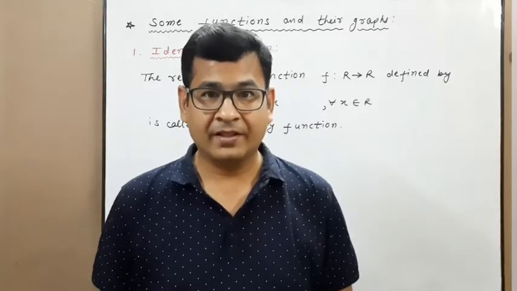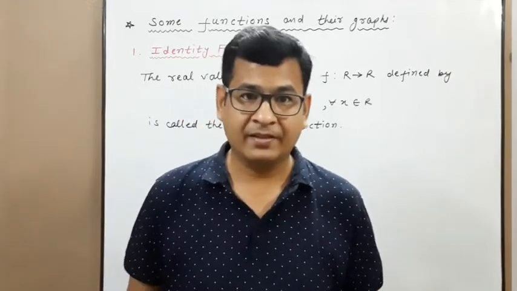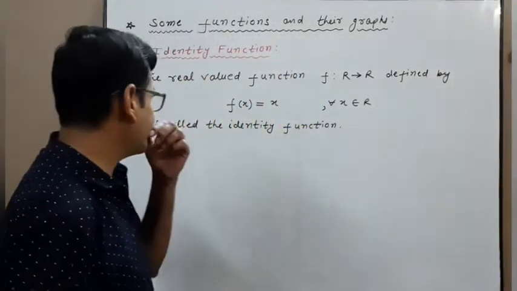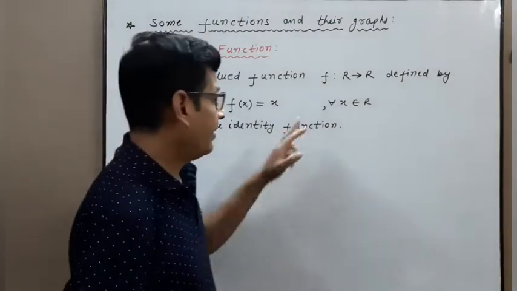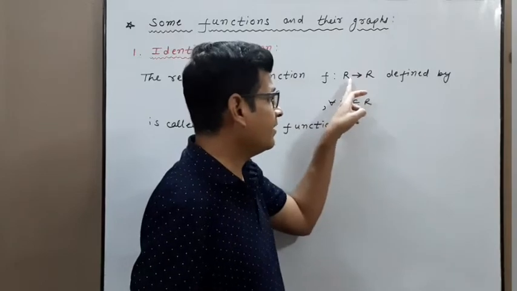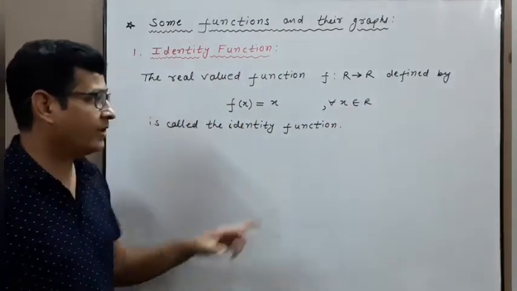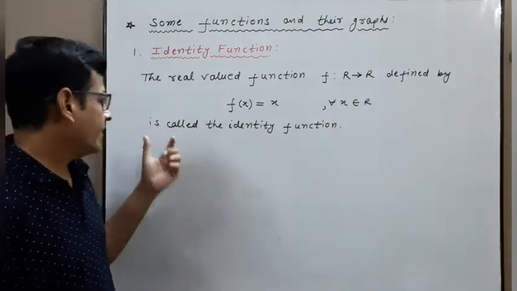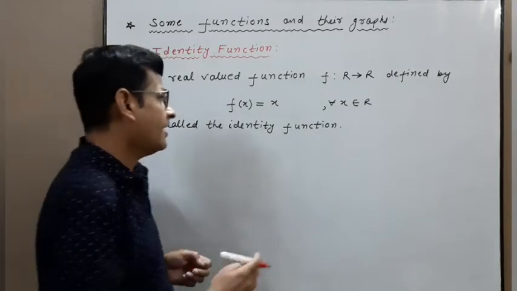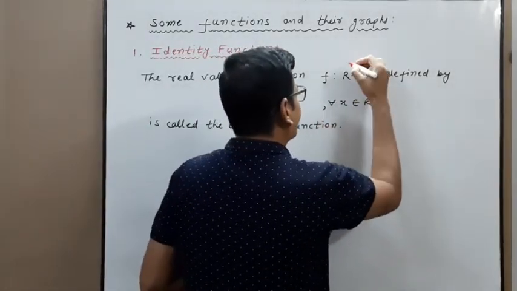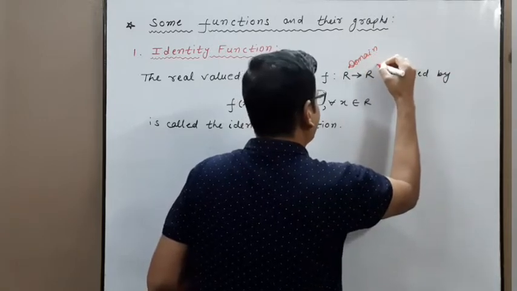Hello students, today we are going to discuss some functions and their graphs. Number 1, identity function. The real valued function f from R to R, real number to real number, defined by f(x) equal to x for every x belonging to R is called the identity function. First, f is a function from R to R. The first set is always called the domain and the second set is called the codomain.